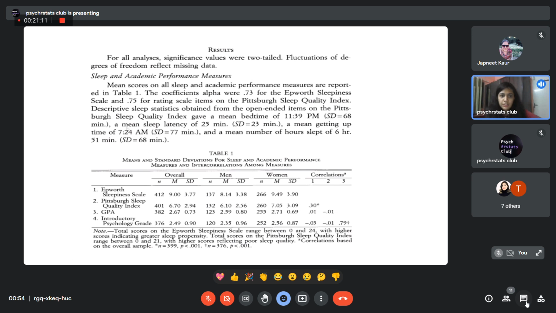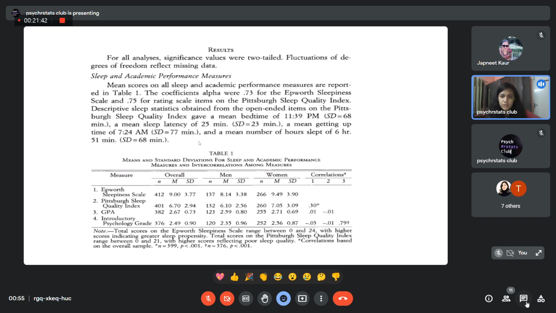So yeah, even here they have mentioned different means and SDs. This one, descriptive sleep statistics obtained from open-ended questions gave a mean bedtime of 11:39 p.m., SD of 68 minutes, a mean sleep latency of 25 minutes, and SD 23 minutes. So here you will usually see means and SDs being reported this way.